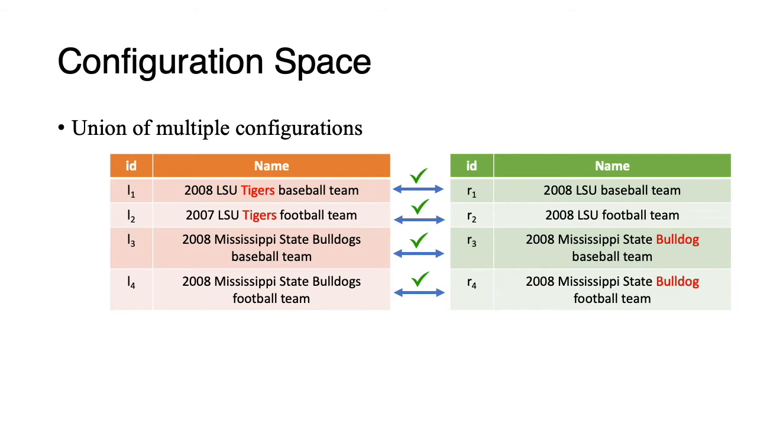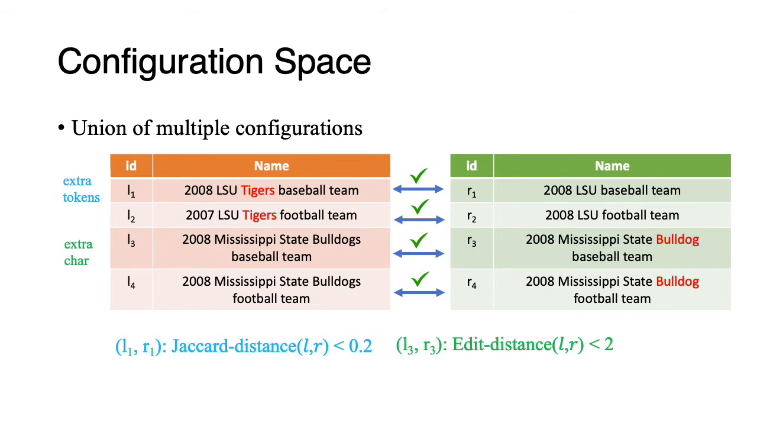A single join configuration is often not enough to produce high-quality fuzzy joins. This is because in real-world datasets, different types of string variations are often present at the same time. For example, in the following dataset, L1 and R1 differ by 1 extra token. Jaccard distance is suitable for this type of variation. But Jaccard distance is not able to join record pairs like L3 and R3 that differ by a few characters. Edit distance is more suitable in this case. So in order to capture different types of string variations, it's often necessary to use multiple configurations at the same time and take the union over their joining results.